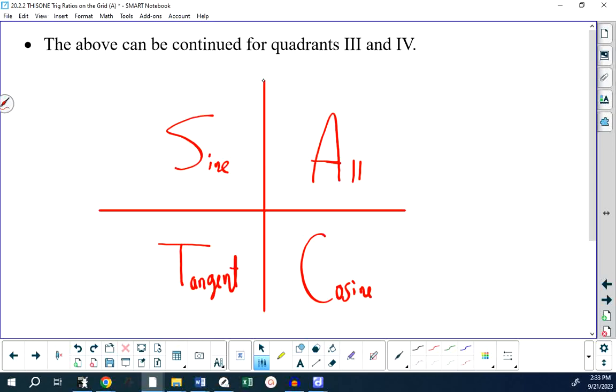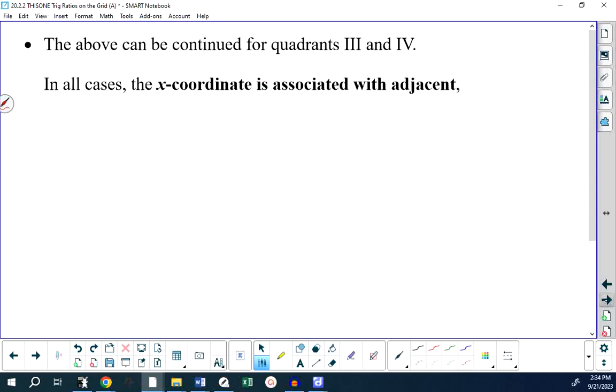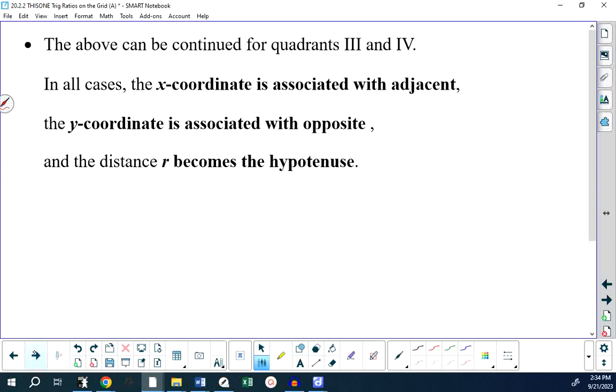What I'm telling you is you need to know for what we're about to do, everybody. If I look at quadrant 2, you need to know, is sine positive or negative? Is cosine positive or negative? Is tangent positive or negative? You need to know this set of facts. All right. In every case, so now you're just watching here. We don't have to write anything for a while. In every case, it's the x coordinate that we associate with adjacent, the y coordinate that we associate with opposite, and r becomes the hypotenuse.